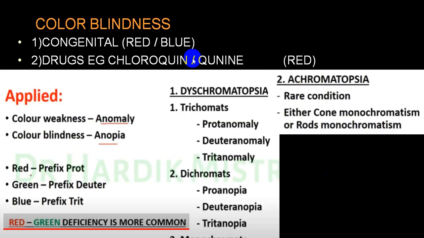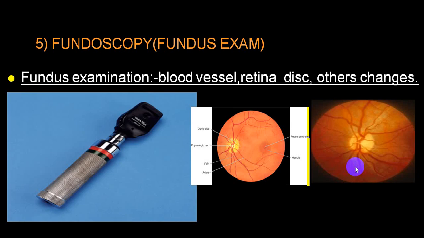You can utilize that. And this can be congenital or acquired. Among congenital, a person can have red color blindness or blue color blindness. Red color blindness is very common. And among drugs, the most common ones which we come across in everyday practice are chloroquine and quinine. They can produce color blindness, and that will produce red color blindness. So this is important from the ophthalmologist's point of view. Do keep it in mind.